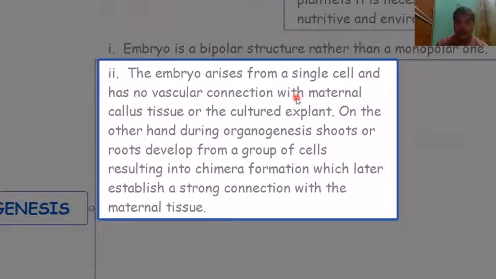It has no vascular connection with the maternal callus tissue or the cultured explant. On the other hand, during organogenesis, a shoot or root develops from a group of cells, resulting in chimera formation, which later establishes a strong connection with the maternal tissue. If someone is having any difficulty understanding how organogenesis results in chimera formation, we can have a detailed discussion on that also.